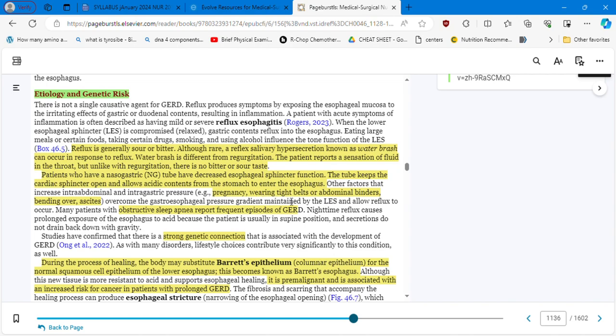Pregnancy also, wearing tight belts or abdominal binders, bending over, all of those are factors that can contribute to GERD. Obstructive sleep apnea patients report frequent episodes of GERD also. Also, there is a strong genetic connection for GERD.